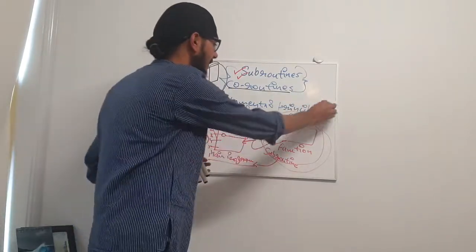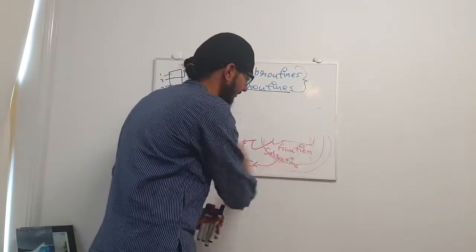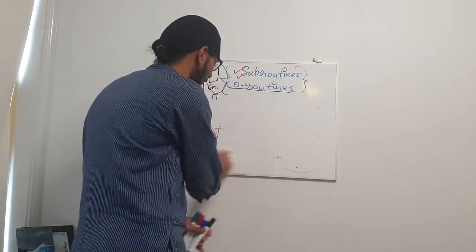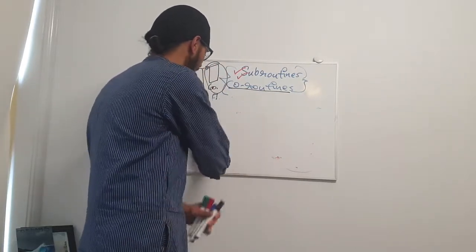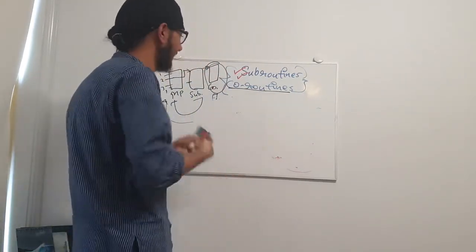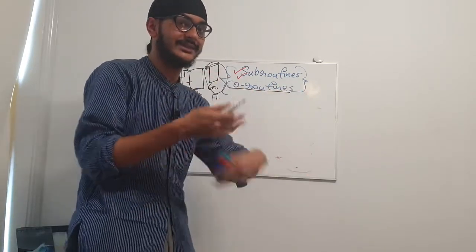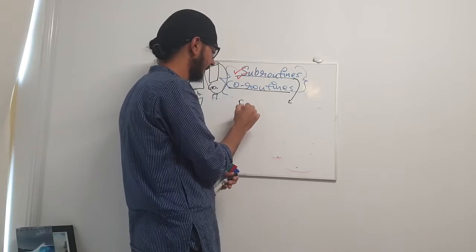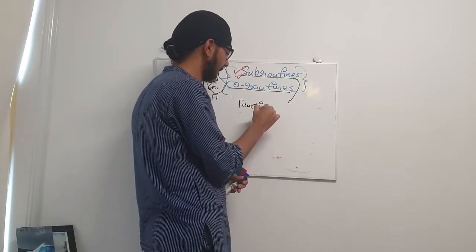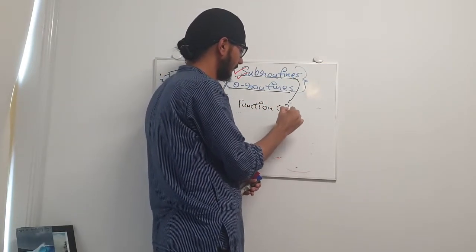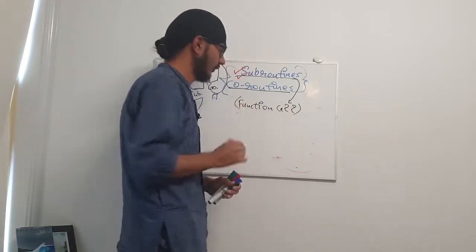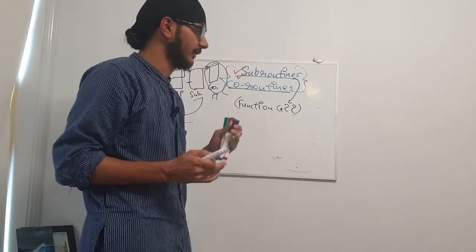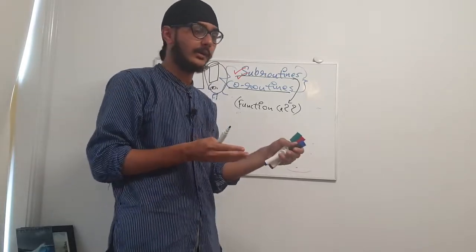Now the takeaway from this is that a subroutine is called a function call, and a coroutine is also a kind of function call, but at a lower level it's a different thing. A subroutine is a function call, that's it, in a higher level language, function call.